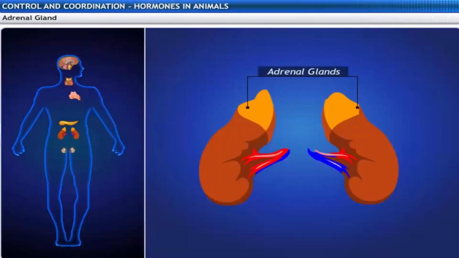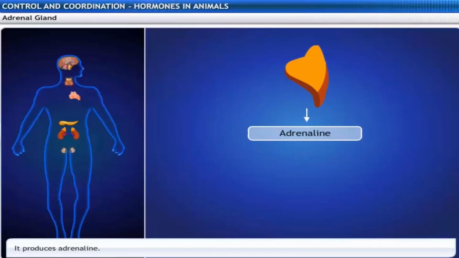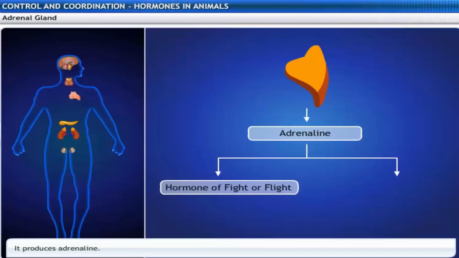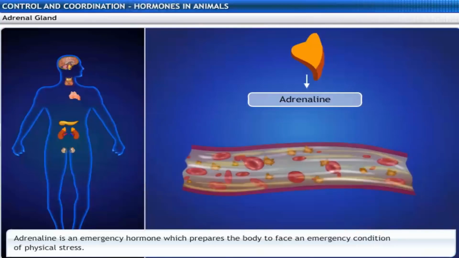The adrenal gland is located above the kidney, hence suprarenal glands. It secretes a hormone called adrenaline. This hormone is also called the hormone of fight or flight, or the emergency hormone. It prepares the body to face an emergency condition of physical stress like danger, anger, and excitement. It is usually secreted in small amounts, but is secreted in large amounts when a person is under physical stress.